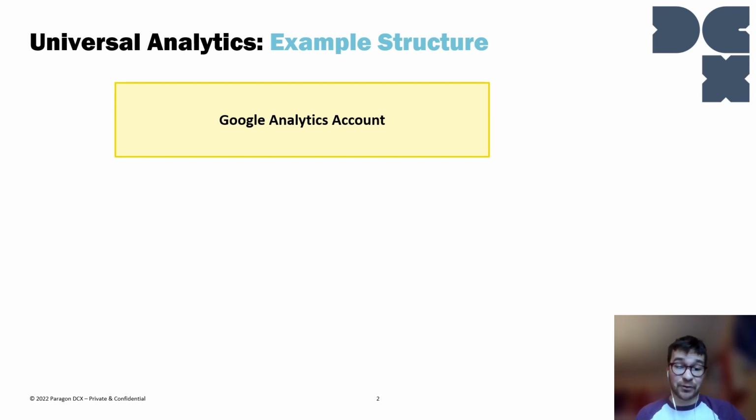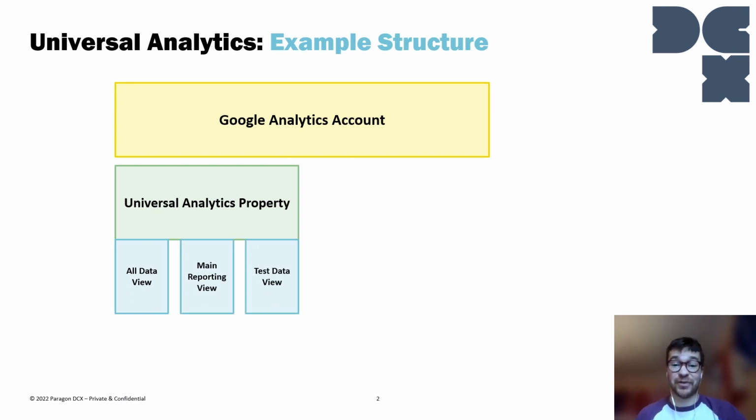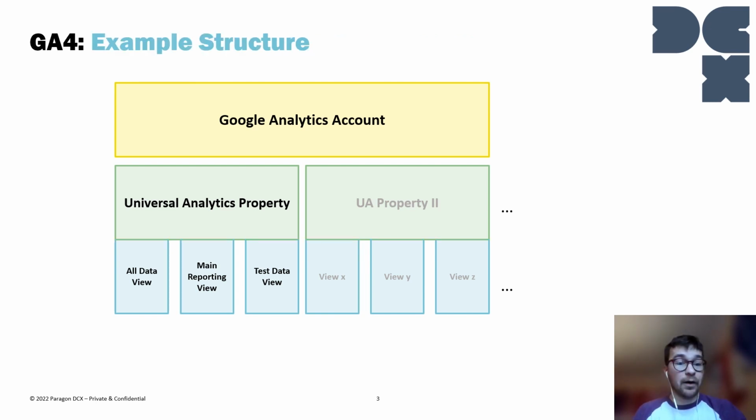Here we have a simple example of how a Universal Analytics reporting structure might generally be configured. So starting with a Google Analytics account, within an account you're able to create Universal Analytics properties, which are to store your analytics data in. And within each of these properties, you're then able to create up to 25 reporting views, which can be used to filter the data in the Universal Analytics property in a number of different ways before it's presented to you in the various reports. And you can configure many properties within one Google Analytics account, and within each property up to 25 reporting views.